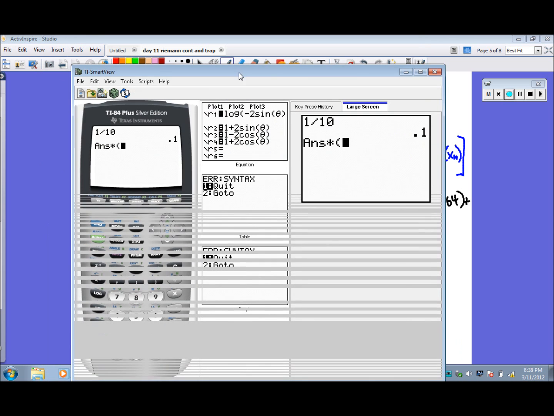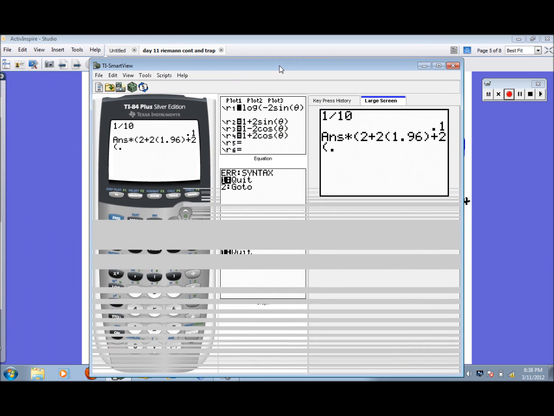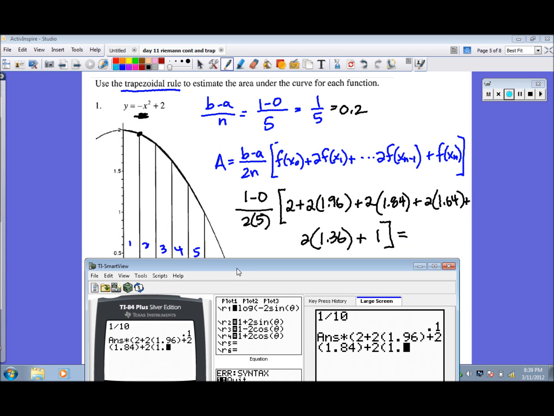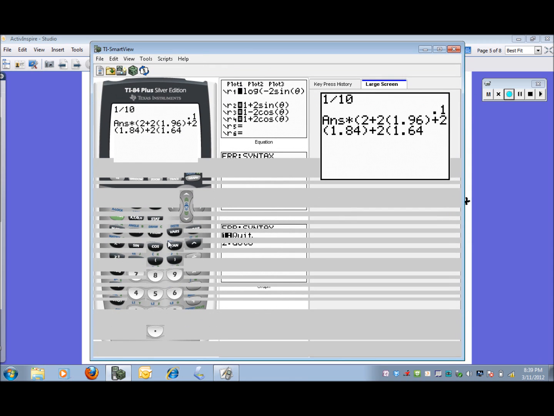So you do 2, plus 2 times 1.96, plus 2 times 1.84, and then we have 1.64, and then we have plus.